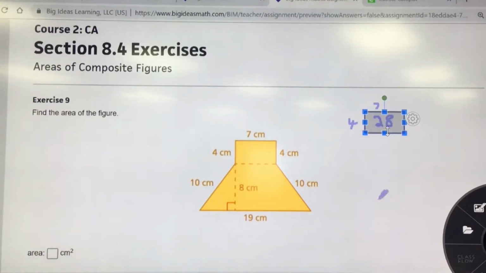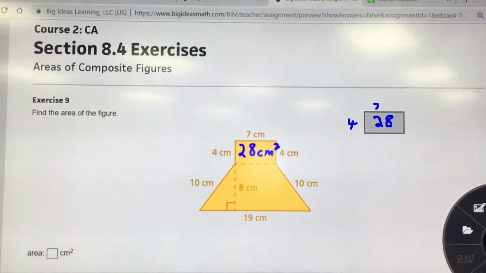and we are going to find the area of this rectangle first. So we find the area of that rectangle simply by multiplying the length times the width. So 4 times 7 gives us 28. So our area for this section right now is 28 centimeters squared. So there's the area for our first shape, 28 centimeters squared.